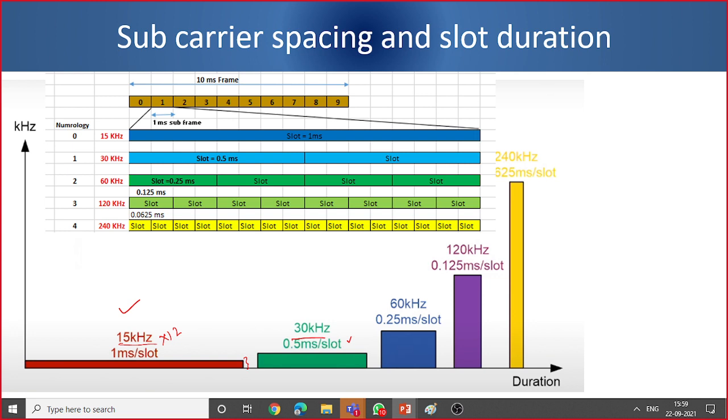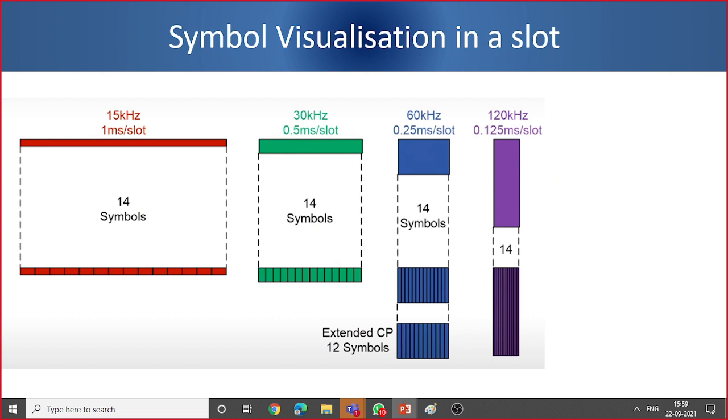Yeah, thank you. So that's the concept. Visually, you see that here you have 14 symbols in 1 millisecond, here you have 14 symbols in 0.5 millisecond, here you have 14 symbols in 0.25 millisecond, and so on. So just a visual representation of how it looks. That means the symbol rate, irrespective of the subcarrier, is fixed as 14. Yeah, the number of symbols in a slot is fixed as 14. You're right. Or even further as it goes, up to 240. So numerology as of today is up to 4 only.